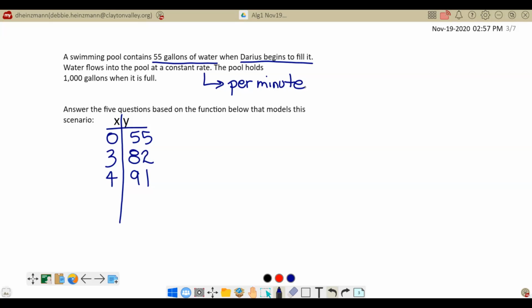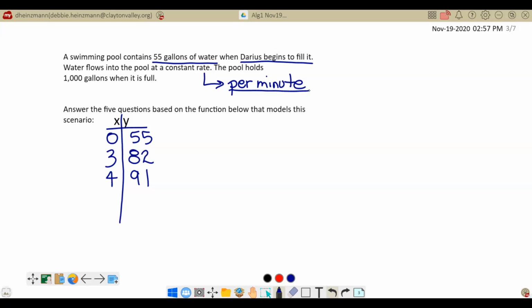Alrighty, well, let's start by just looking at what we've been given and start to label our axes, etc. So we know that when you start filling it, we've got 55 gallons of water. Well, that sort of gives me a clue as to what my y-axis is going to be called. But here is the definite answer for what our independent variable is, what our slope is.